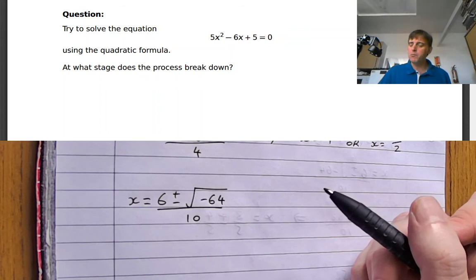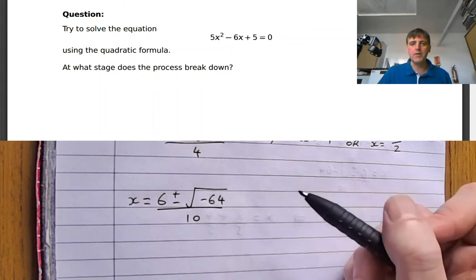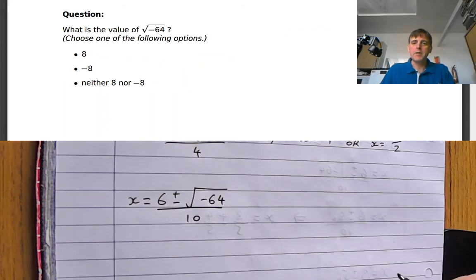So if we are going to make progress, we need to know about this square root of negative 64. What are we going to do with that? So that's the question then. What are we going to do with this? We'll pause the video, have a look at the question on the screen and choose one of the options.